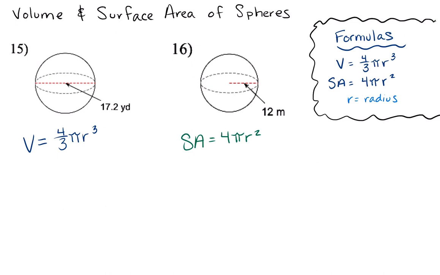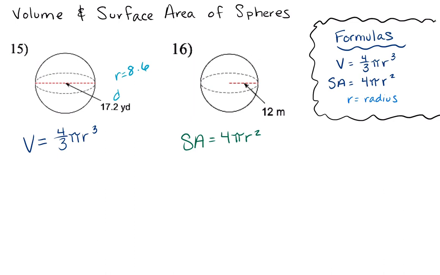So for both formulas, we actually only need to define one piece of information, and that's the radius. So looking at the circle on the left, notice how the red line is going all the way through edge to edge. That is going to represent a diameter. So we're going to need to cut that in half to get the radius. So the radius is going to be half of 17.2, which is going to be 8.6. Wanted to verify that in a calculator before I messed up with the decimal.